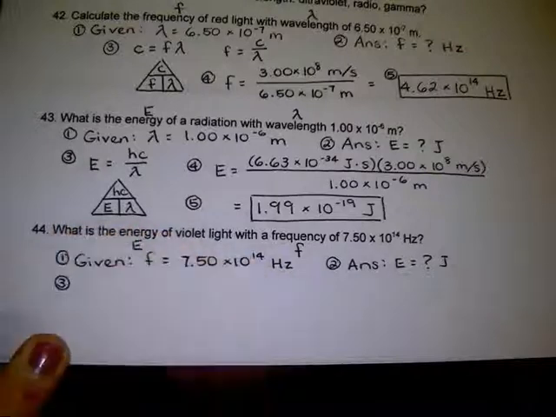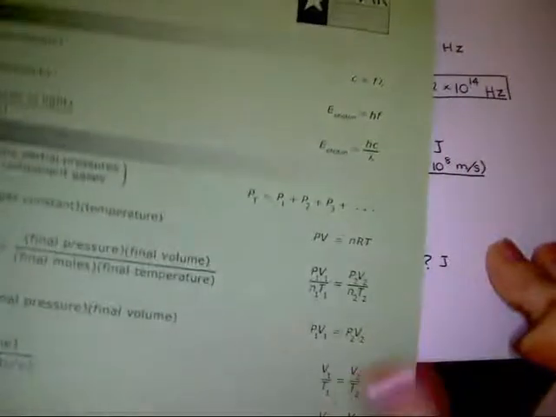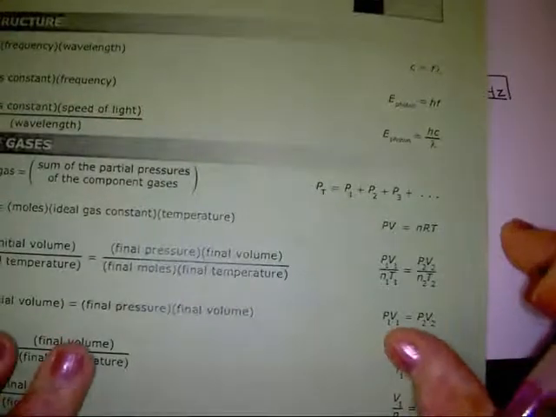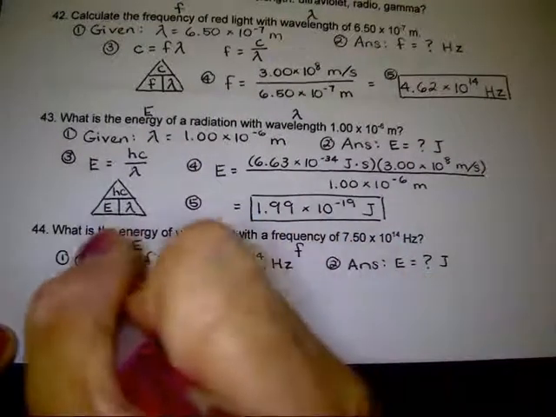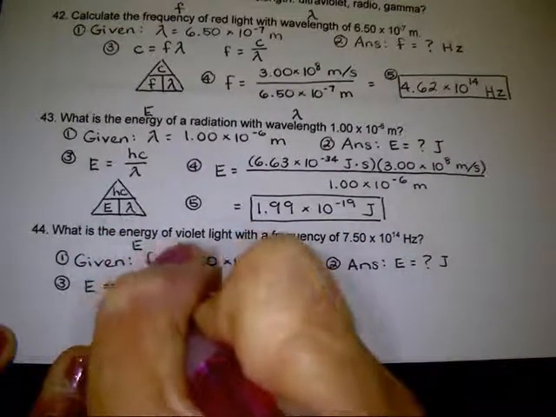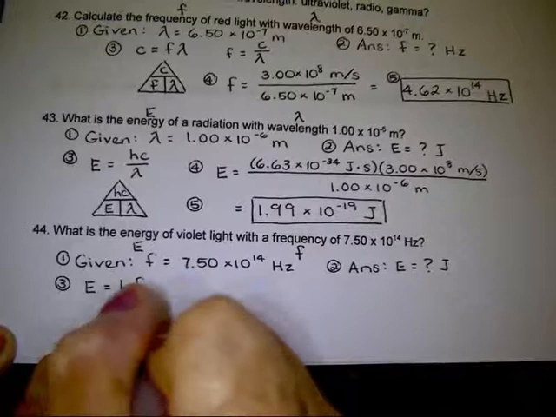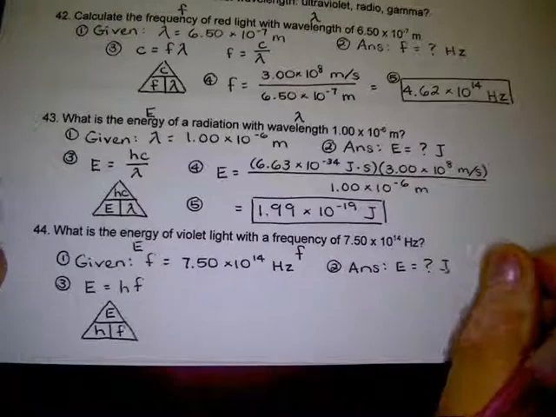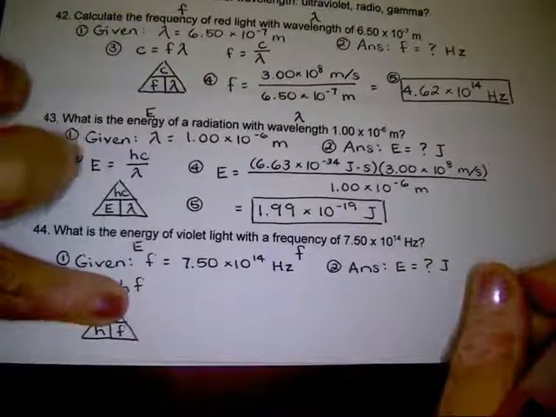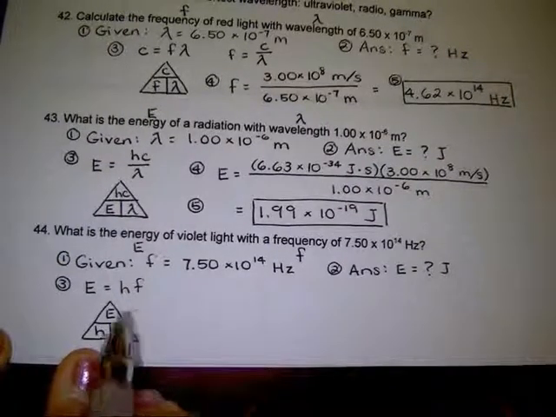Alright, my third step, I'm going to look up the formulas on my formula chart again. Looks like I have E and F, so I need to find the formula that has both E and F in it, and it looks like it's the second one. Okay, E equals H times F. So I'm going to write that down. E equals H times F, and the formula triangle is going to look like this. E on the top, H and F on the bottom. Okay, and I am looking for E, so if I cover up E in the formula triangle, it's just H times F. So it really is the same thing as the original formula, so I don't have to rearrange anything.